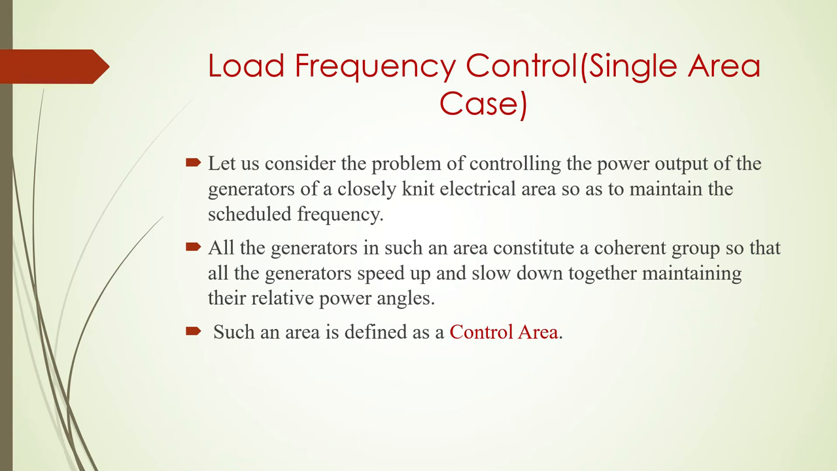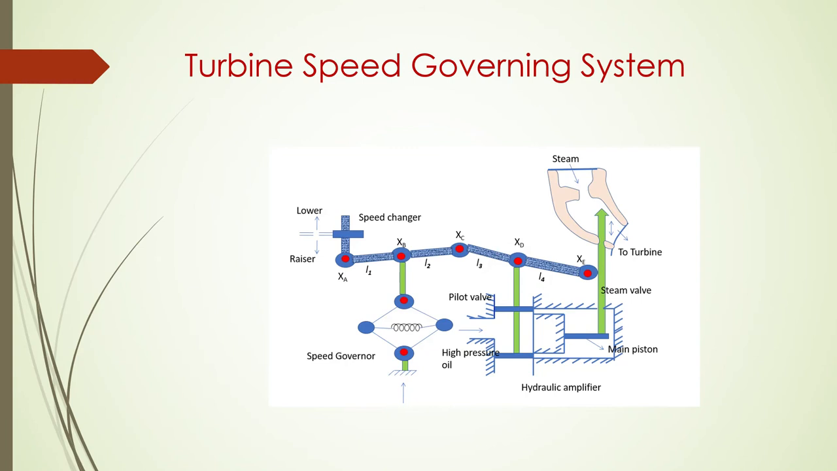Okay, this can be asked for 2 marks: explain the concept of control area, or define control area. So what is a control area? Control area is an area in which all the generators speed up and slow down together, maintaining their relative power angles.